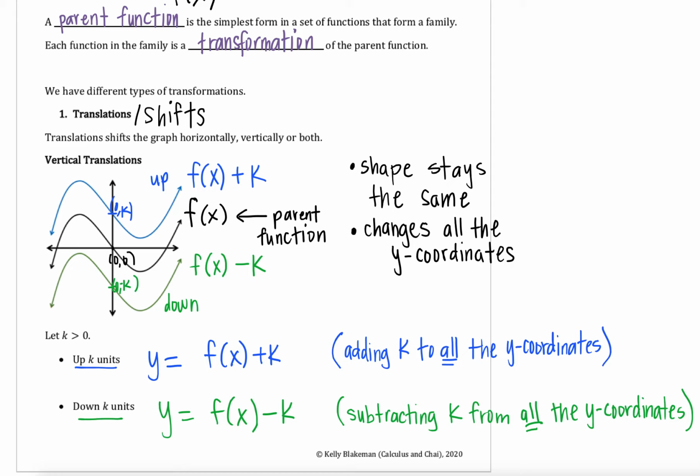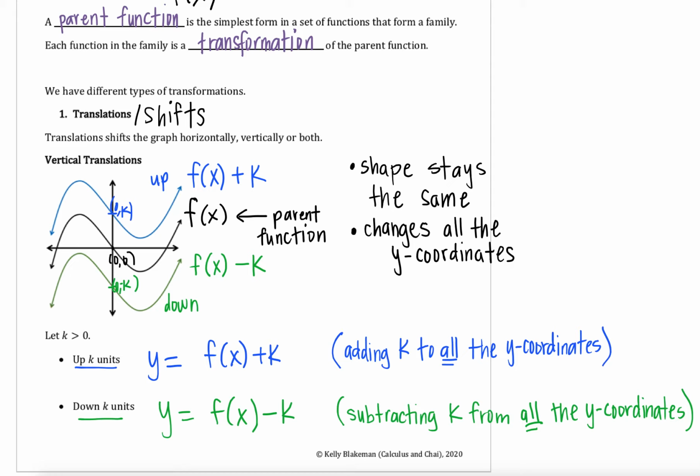Something else I want to point out here is that this plus k or this minus k is happening outside the function. So f of x itself is not changing. I am just either adding or subtracting a number to that. When we look at horizontal translations next, we're going to notice that this transformation takes place inside the function. So we're going to talk a lot in this video about the difference between being inside or outside a function. We are inside a function if we are changing the x itself, so inside the parentheses of f of x there, and we are outside a function if we are adding, subtracting, multiplying, or dividing to the entire f of x itself.